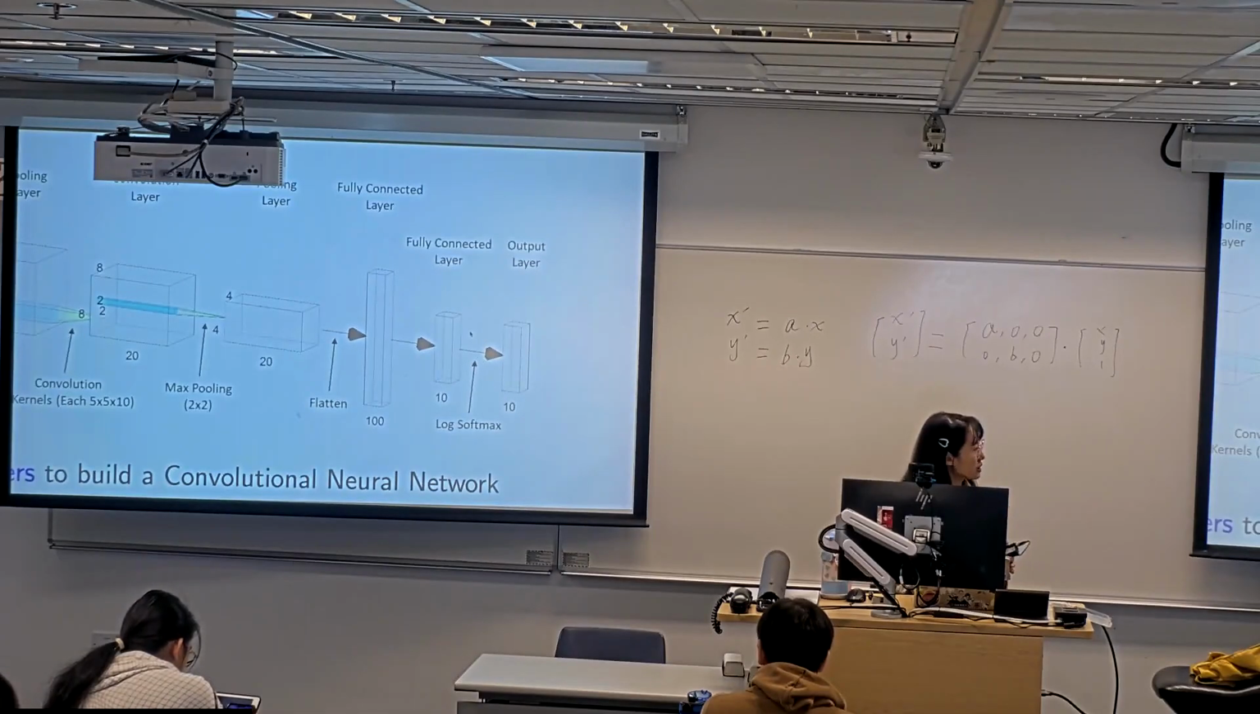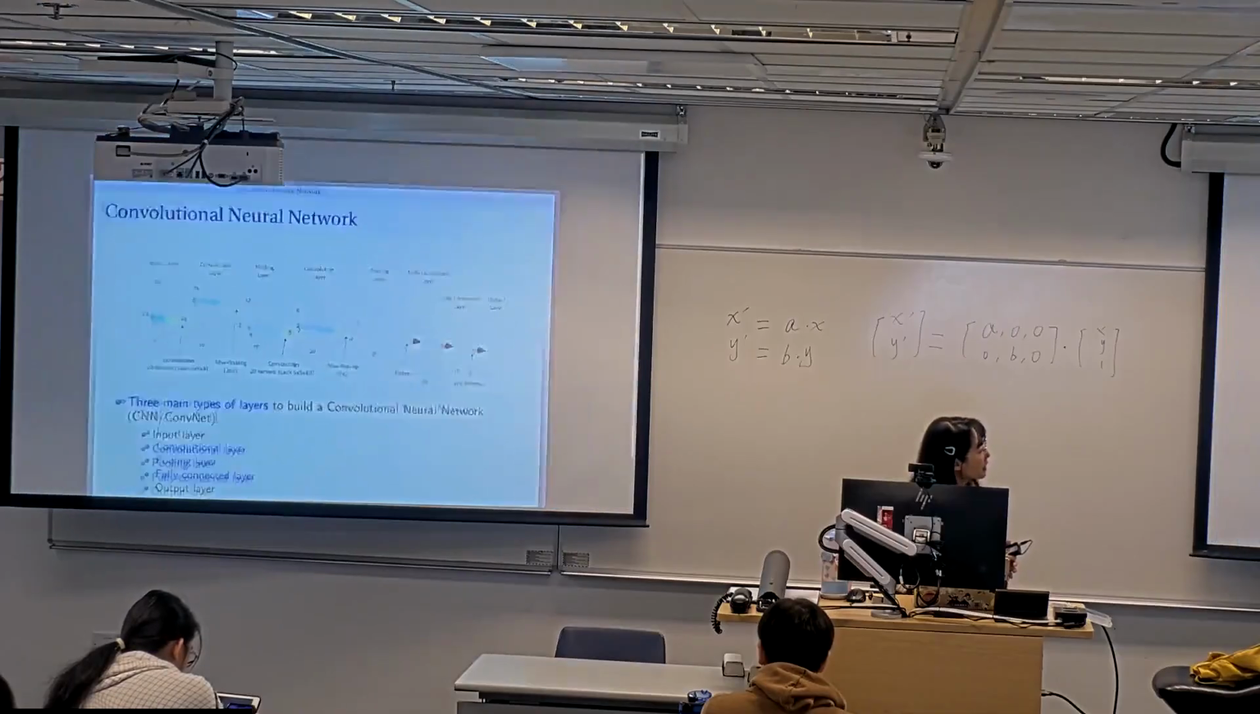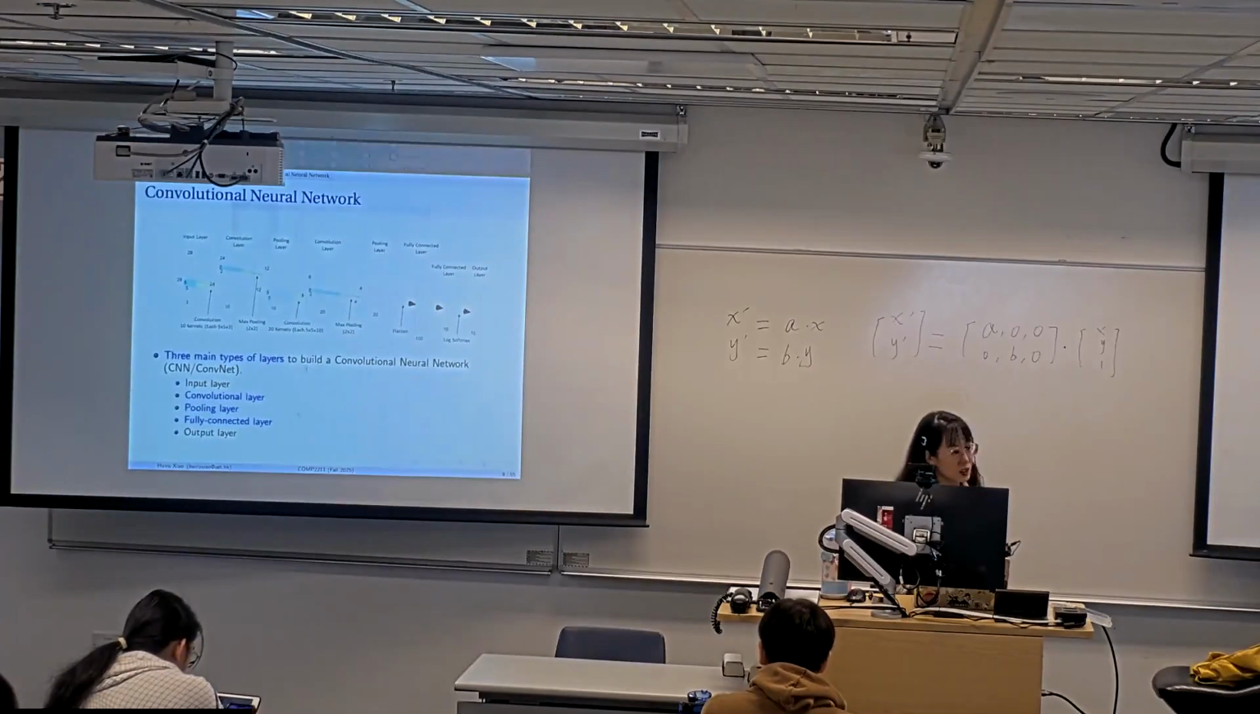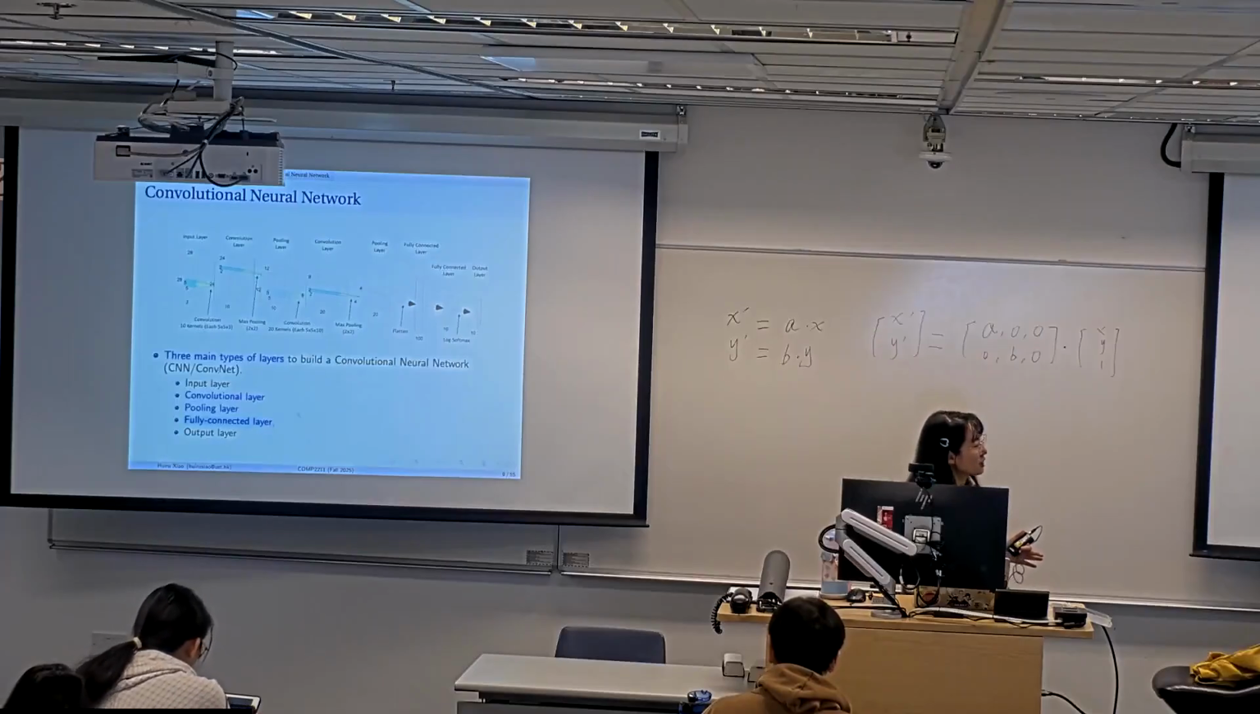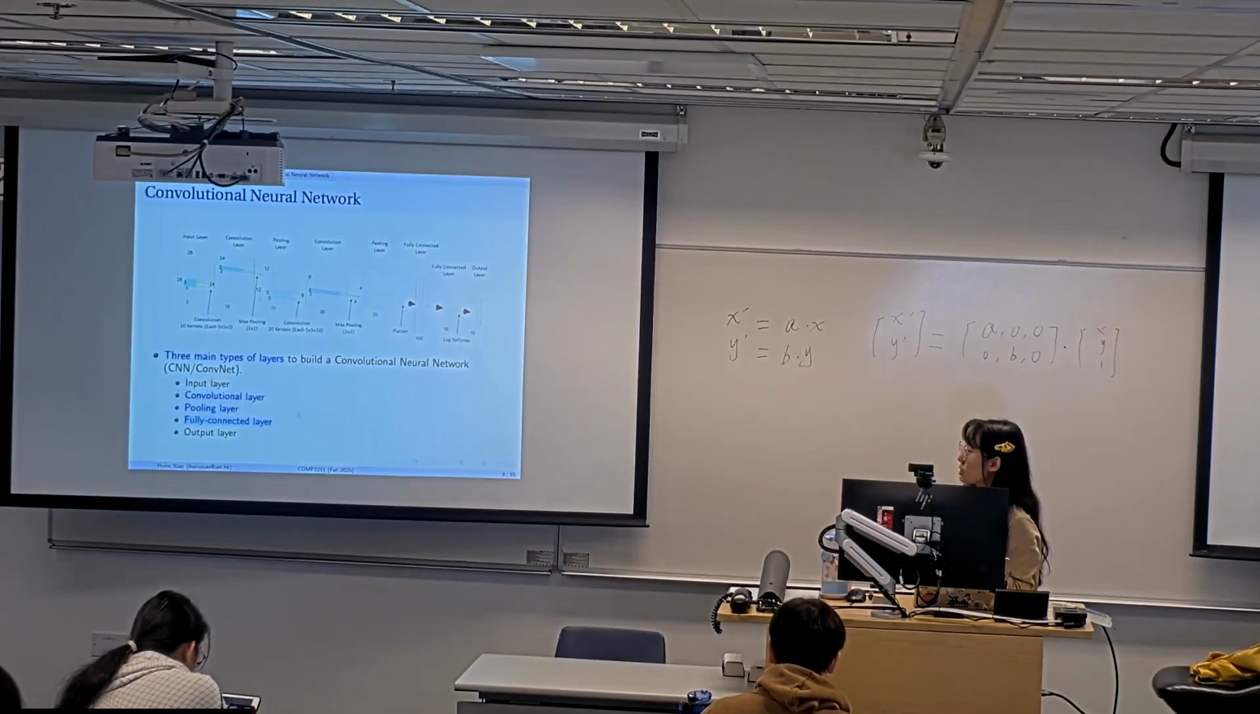That's the classification result. There are 3 main types of layers to build a convolutional neural network. As you can see from this figure, after the input layer, we have the convolution layer, then the pooling layer, then the fully connected layer, and at the last, the output layer. So basically, we need to learn 3 types of layers in order to build the CNN. The fully connected layers we have already learned in MLP, so for this course, we need to learn the convolution layer and the pooling layer.